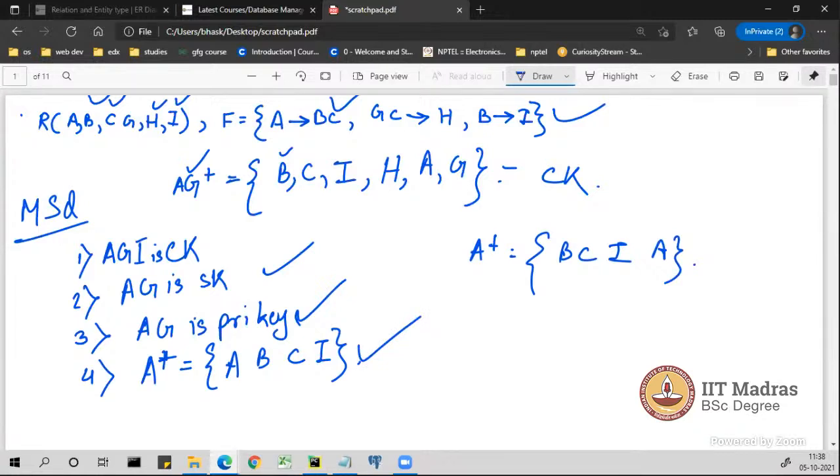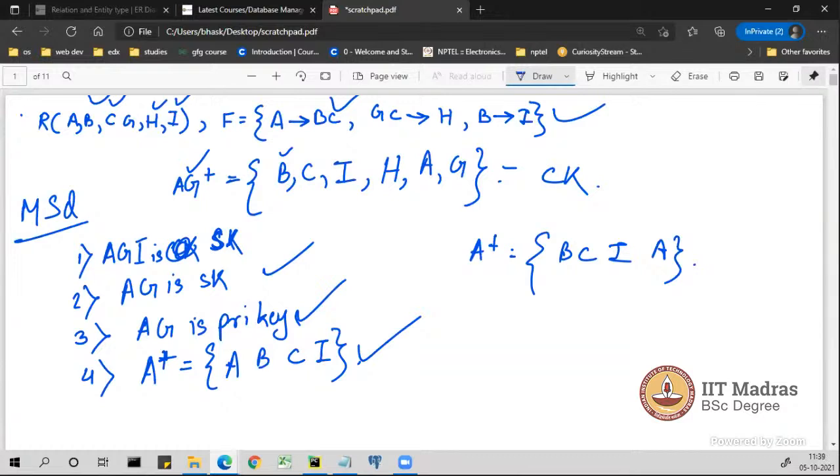Okay. AGI is a candidate key. What would have been the correct option if I say that this is not a CK but a super key? Then it would be correct or it would not be? AG is a candidate key, correct? Yes. What is a super key?